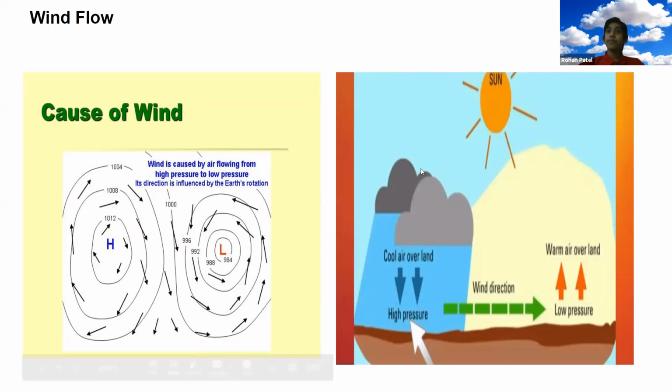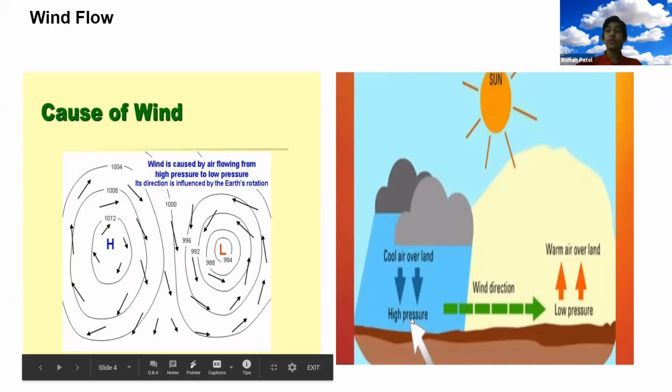Also, we can see that cool air is over land. There's high pressure. The wind direction is towards our right, where there's warm air over land and there's low pressure.